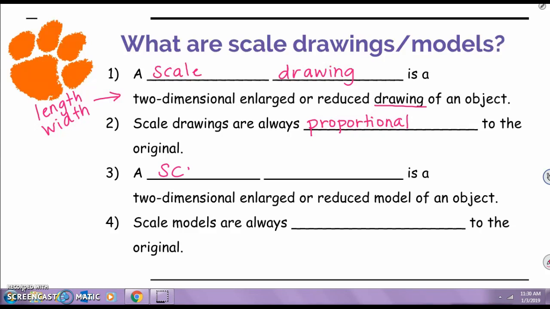A scale model is a two-dimensional, enlarged, or reduced model of an object. Scale models are always proportional or equivalent to the original or actual model.